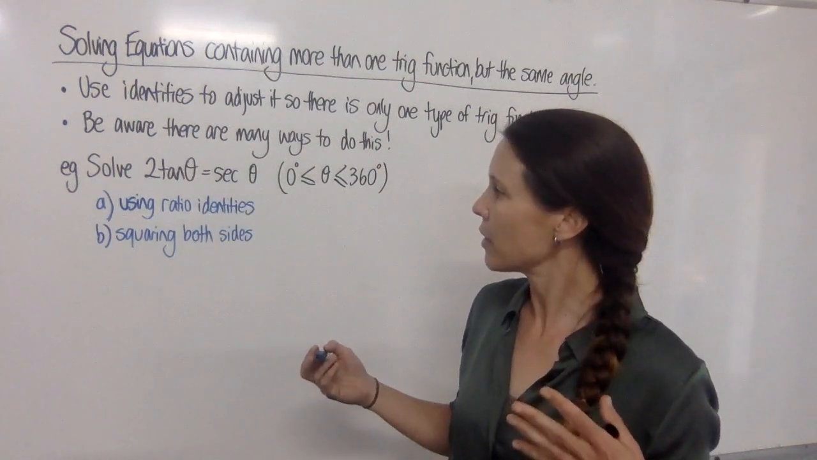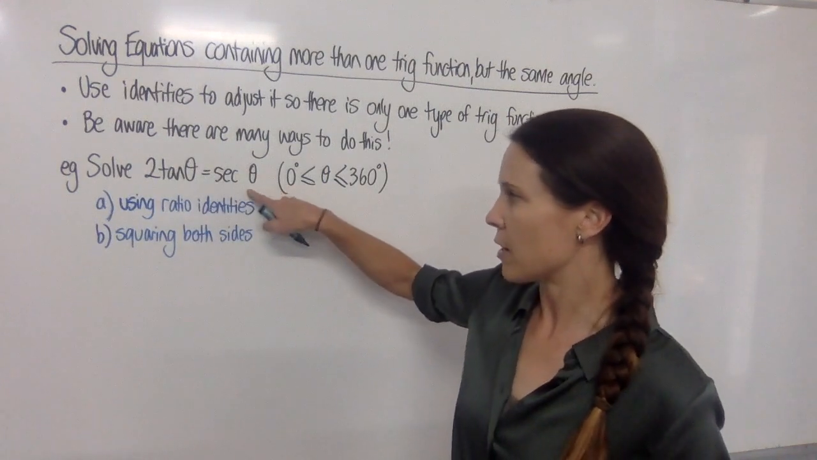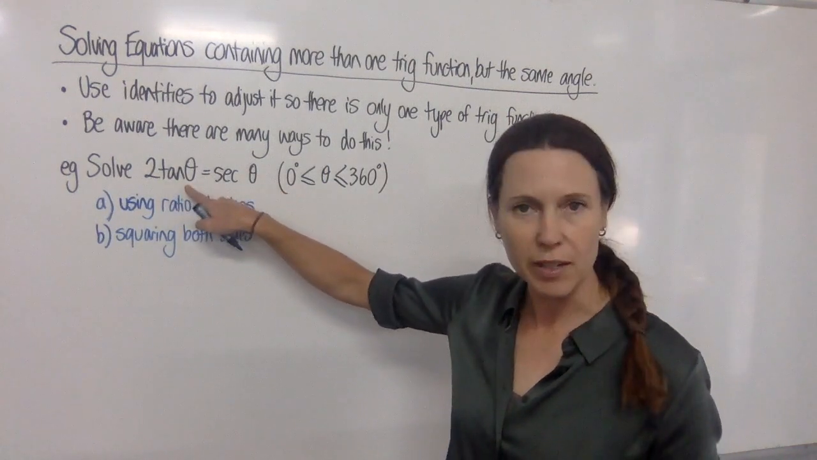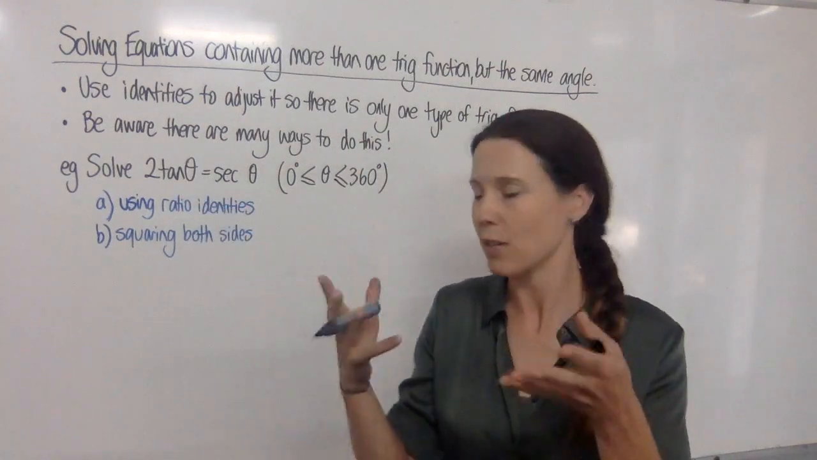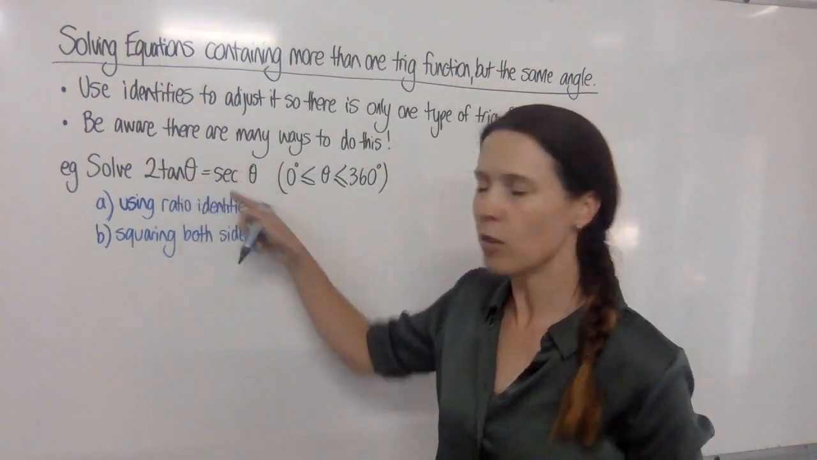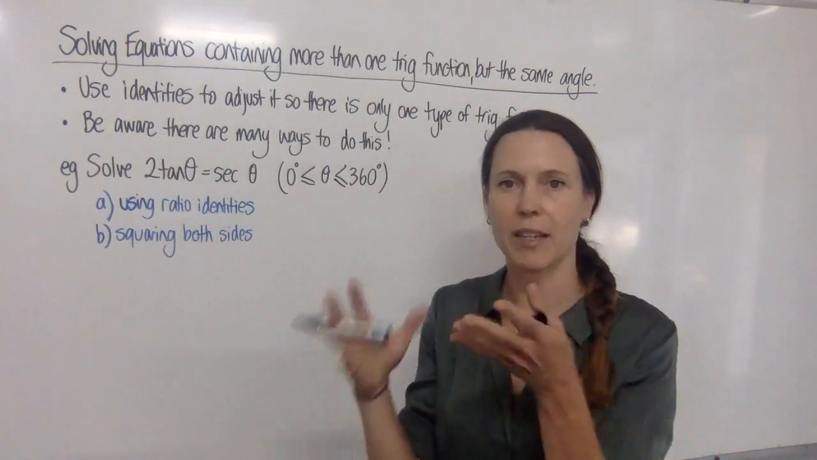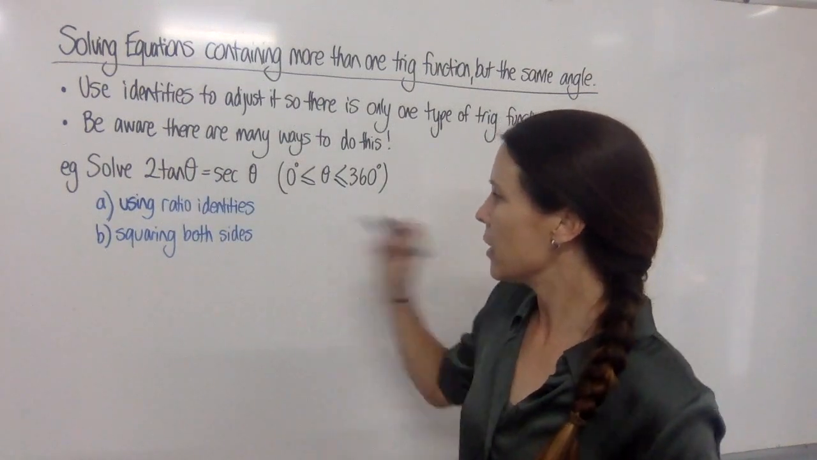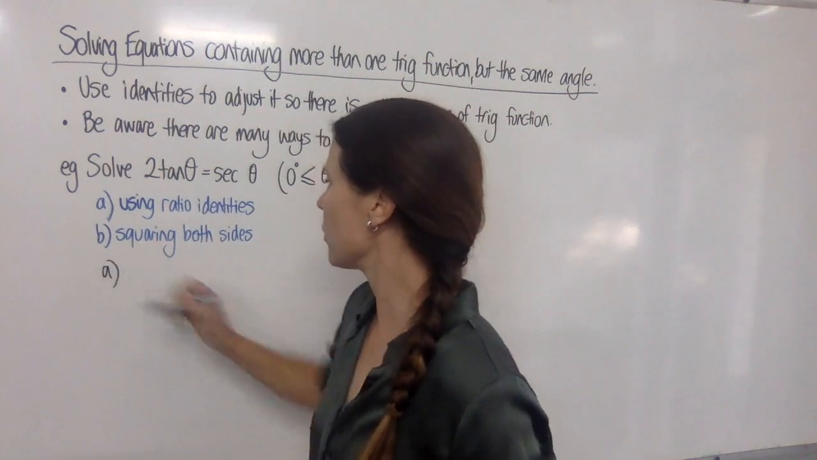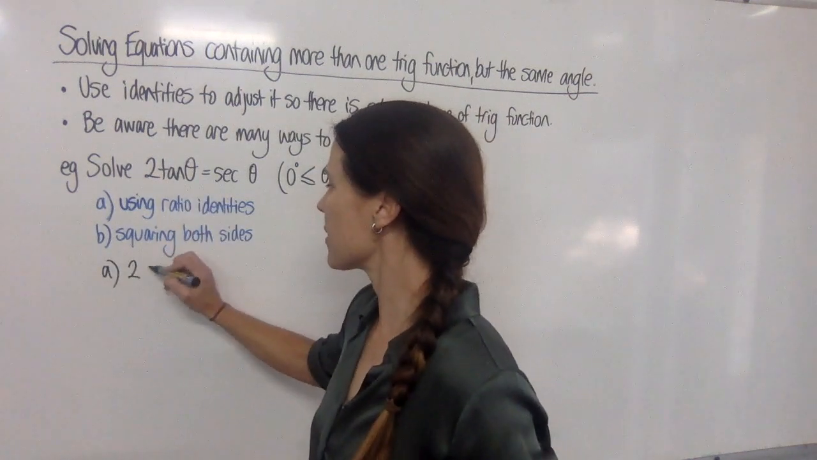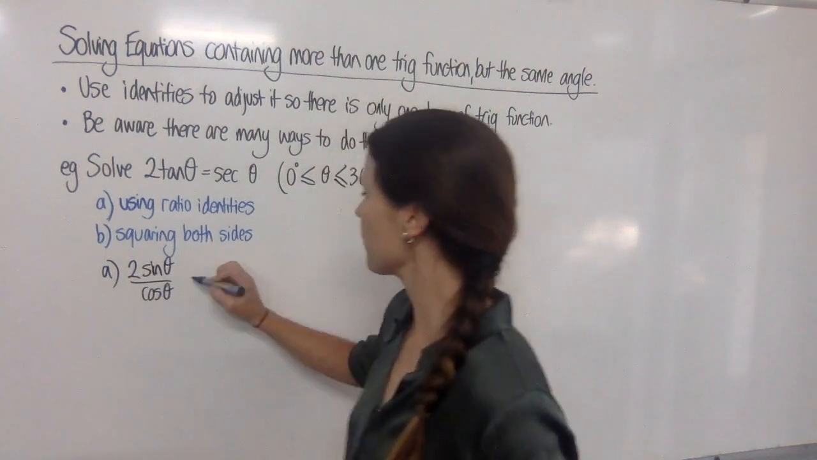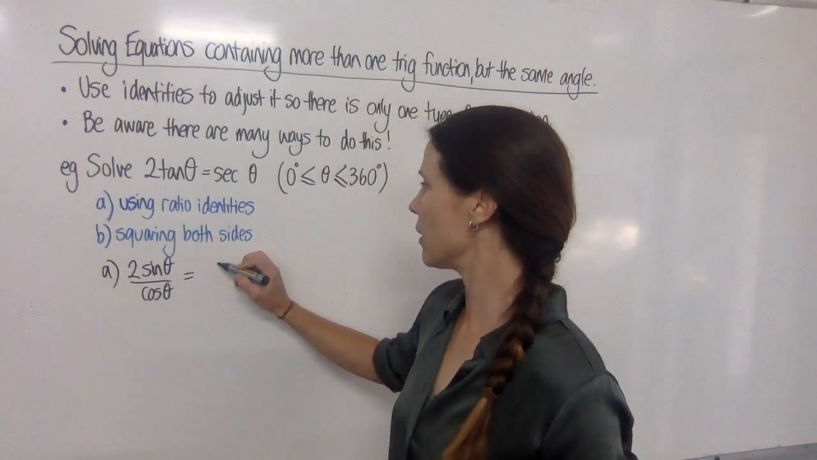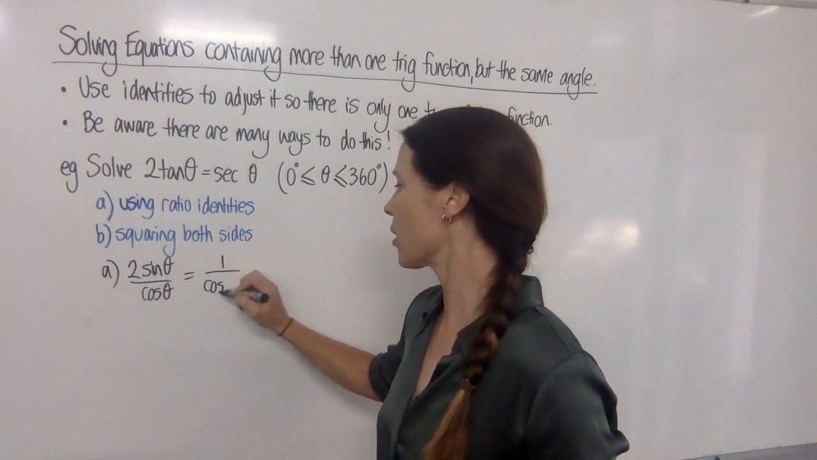Which one are we going to pick? Well, if this is 1 over cos theta, and this is sine theta over cos theta, I'm going to pick that because that way I've got both of them over cos theta and they can talk to each other. So every time you're looking for variety, look for ways that they can communicate and have common ground. So I'm going to start on part A by saying this is the same as 2 sine theta over cos theta, and that's equal to 1 over cos theta.